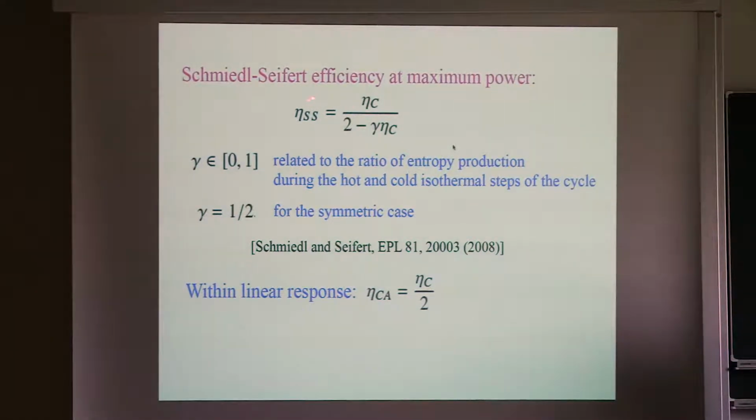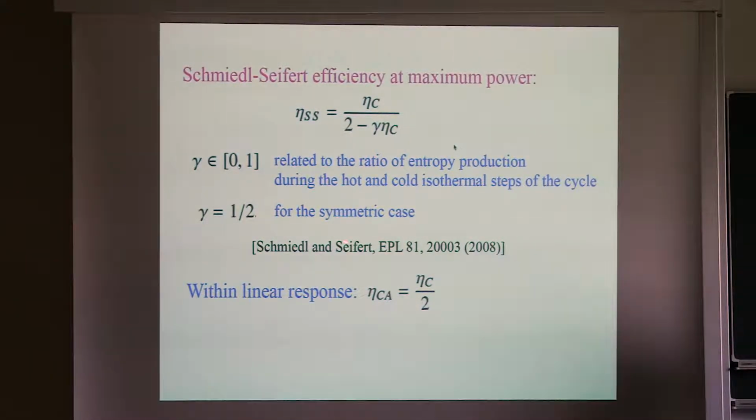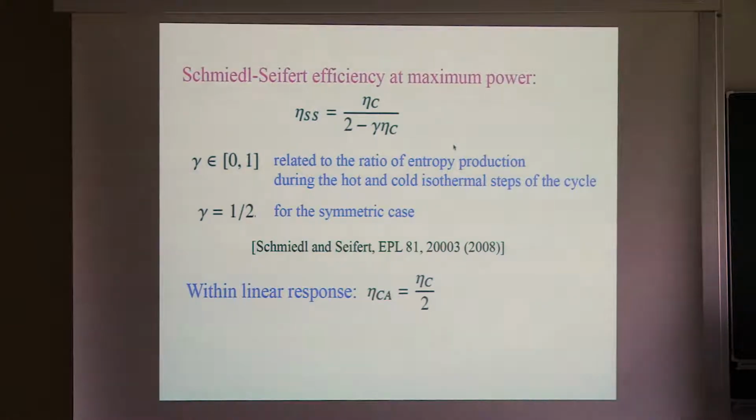And you have this expression where you see there is this factor gamma, which depends on the ratio of the entropy that you produce during the isothermal hot and cold steps of your cycle. For the symmetric case, you get 1/2. And again, if you expand within linear response, you get eta_C over 2.